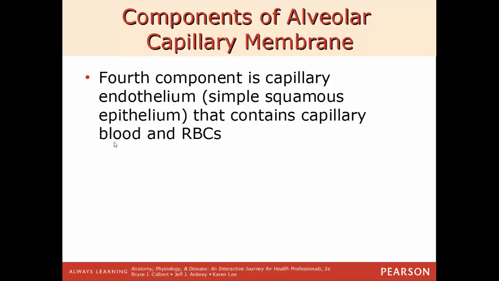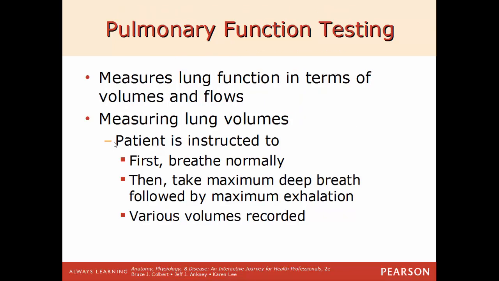The fourth component is the capillary endothelium, which is simple squamous epithelium that contains the capillary blood and also the red blood cell. All right, now I'll move on to pulmonary function testing. Now these will measure lung function in terms of various volumes and flows and capacity. Now when you're measuring lung volumes, what the patient is instructed to do is first they will be told to breathe normally so they can get a baseline reading, and so they can keep the patient calm also. Then they'll be told to take the deepest breath possible and force all the air all the way out. So taking a deep breath in and taking a deep breath out.